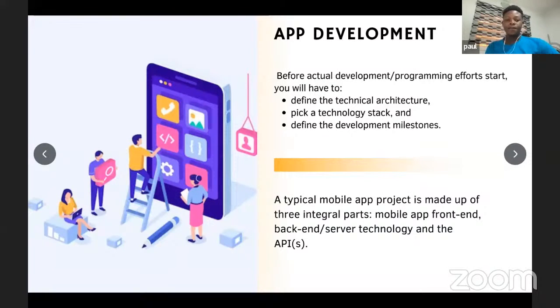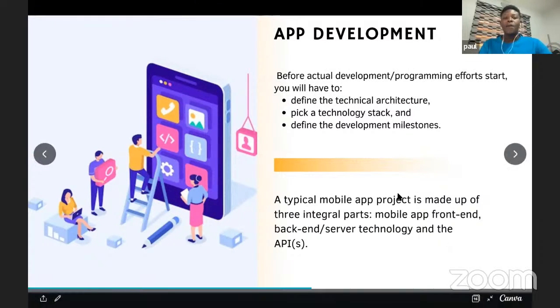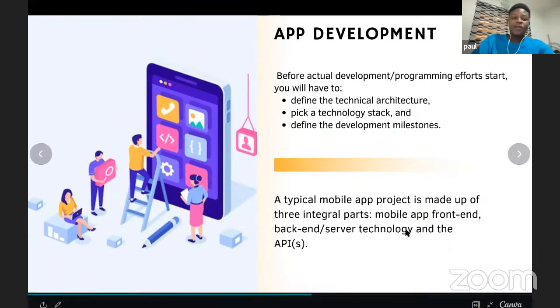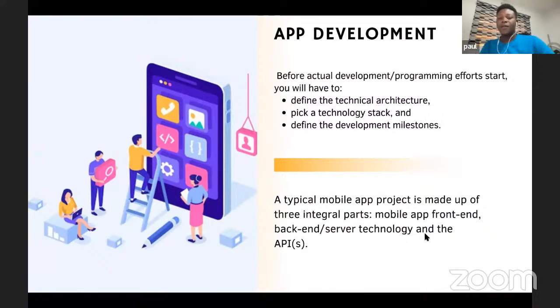We have a typical mobile app project made up of three integral parts. We have the mobile app frontend. The frontend is what the user sees, like once you open your Instagram, what the user sees, not what is going on at the back. When you send your message, the user doesn't know all this process. But what they see is, oh, somebody posted a picture, Mr. Macaroni posted a picture. I want to give the like button, I want to give it a comment and stuff like that. Those are what the user sees. So that's the front end.